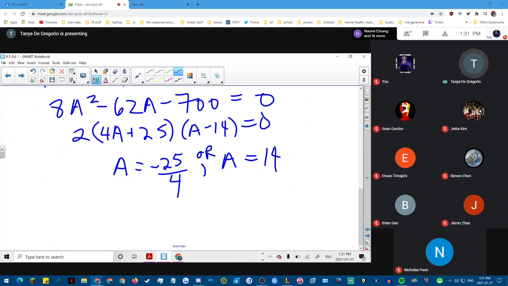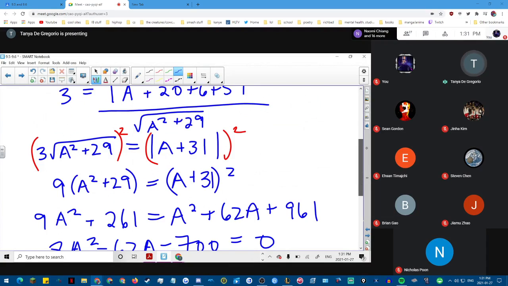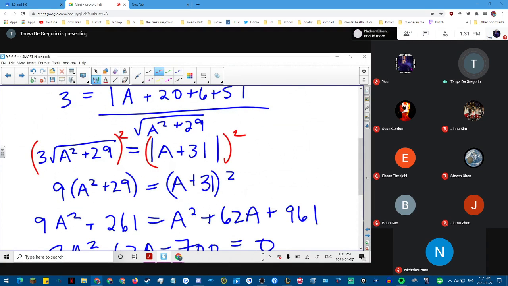Cool? Now, be careful, guys, because do you see how we have the absolute value bars here? If we didn't square both sides, you would have to take 2 cases there. Just remember that. We always do that with absolute values, right?